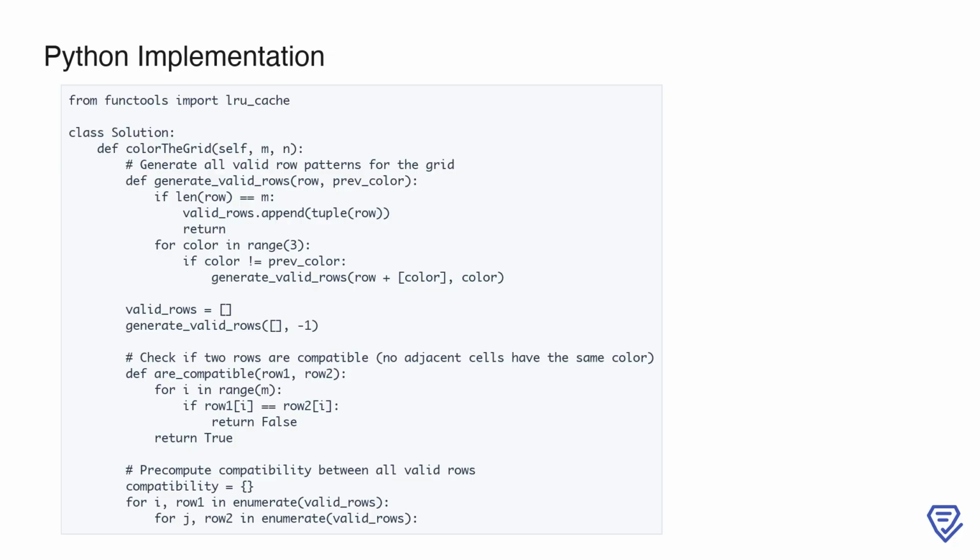Once we have all valid rows, the next step is to check for compatibility between rows. A pair of rows is considered compatible if no cells in the same column across those rows share the same color. The helper function rows_compatible performs this check by iterating through every cell in the rows and returning false if any corresponding cells have the same value. Using this, we pre-compute the compatibility relationships between all valid rows. This is stored in a dictionary called compatibility, where the key is the index of a row, and the value is a list of indices of compatible rows.